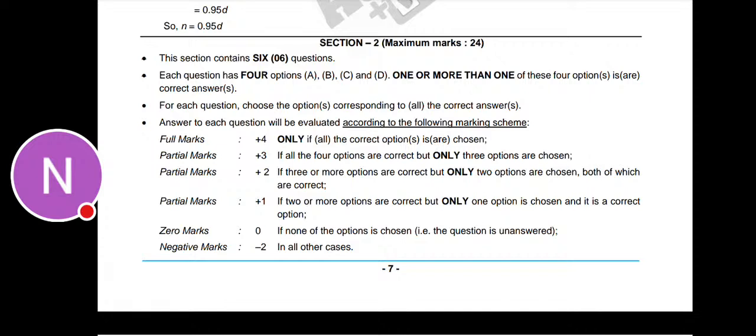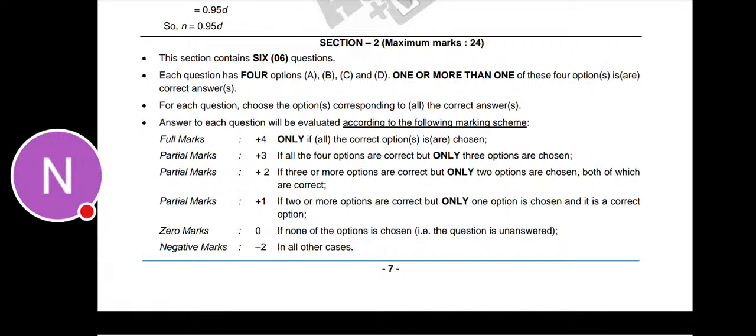This section consists of 6 questions. Each question has 4 options A, B, C and D. One or more than one of these 4 options is the correct answer. For each question, you have to choose the option corresponding to the correct answer. Full marks is 4 only if all the correct answers are chosen. If all correct answers are chosen, you'll get 4 marks.